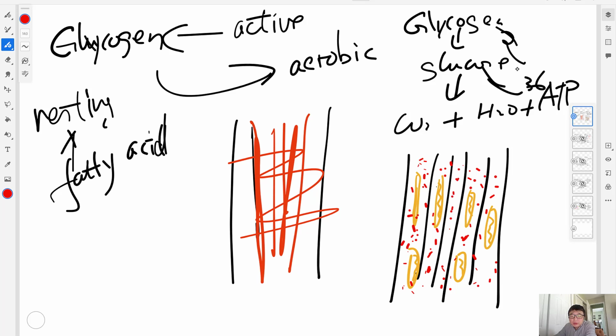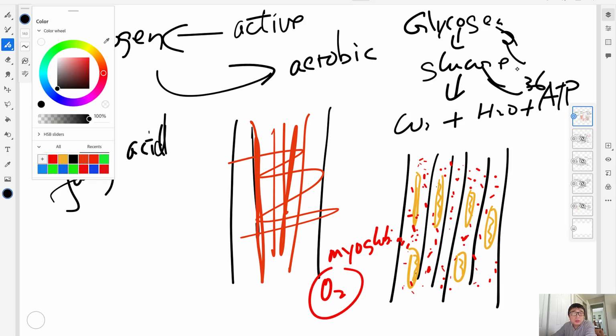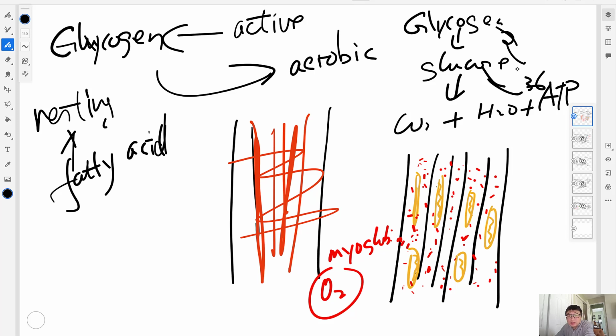This thing is called myoglobin. In the blood, we have hemoglobin. Now here, we have myoglobin. Both hemoglobin and myoglobin have one function: carry oxygen. And muscle, both heart muscle and skeletal muscle, and probably also some smooth muscles, are the only organs that can store oxygen. I believe no other organs can store oxygen. And so the muscle stores its own oxygen.